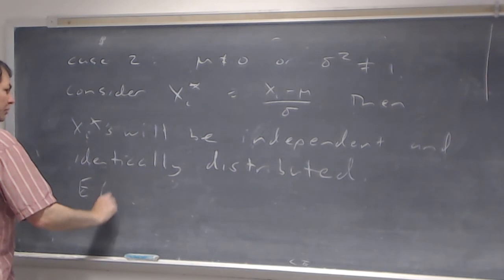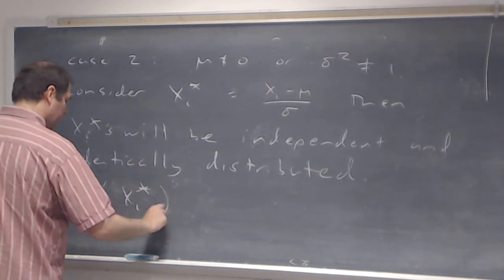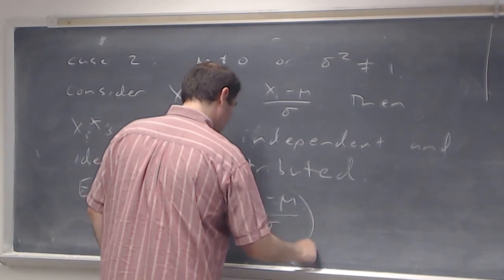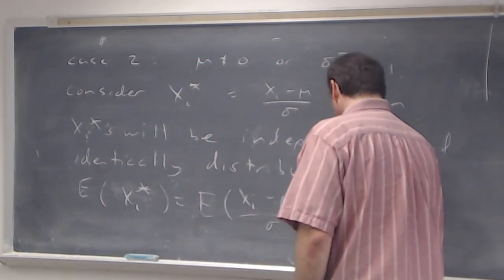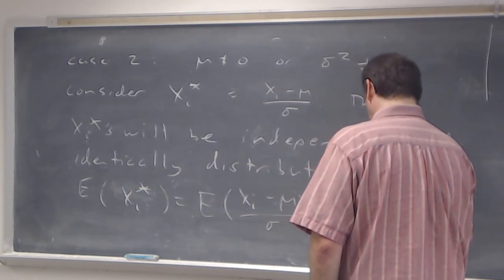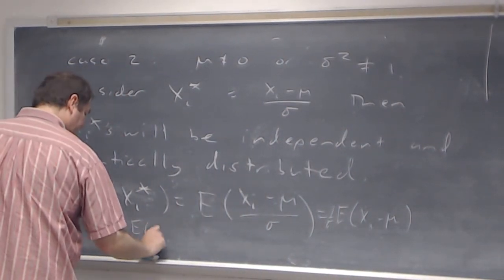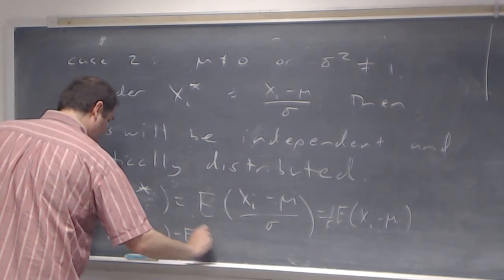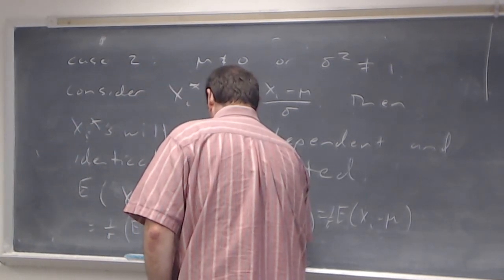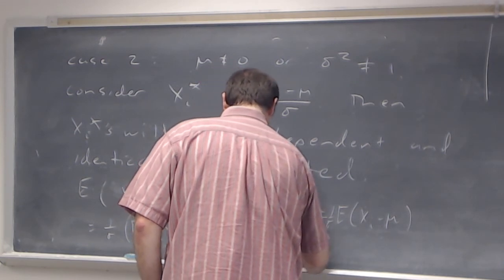and identically distributed. We look at the expected value of x sub i star, which equals the expected value of x sub i minus mu over sigma. Here, this is equal to the expected value of x sub i, well, you pull out the 1 over sigma. This is x sub i minus mu, and so that's equal to 1 over sigma times the expected value of x sub i minus the expected value of mu. But the expected value of mu is just mu, and the expected value of x sub i is mu, so this is 1 over sigma times mu minus mu, which equals 0.